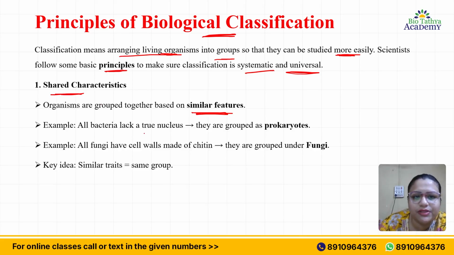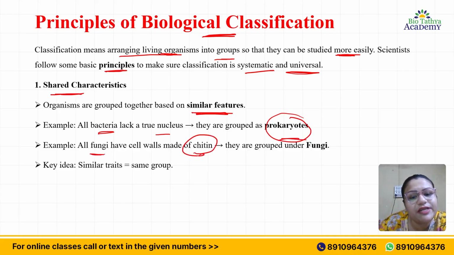For example, think of bacteria, which lack a true nucleus. They don't have a true nucleus, right? They are prokaryotes, so they are grouped as prokaryotes. For example, think of fungi. They have a cell wall, and that cell wall is made up of chitin. They are grouped under fungi, which is a different kingdom. And if we talk about prokaryotes, bacteria, that is a different kingdom. We will talk in our upcoming videos about Monera, where the bacteria are basically kept.